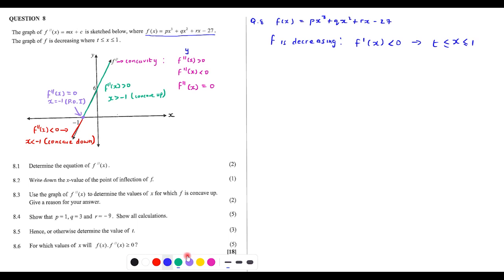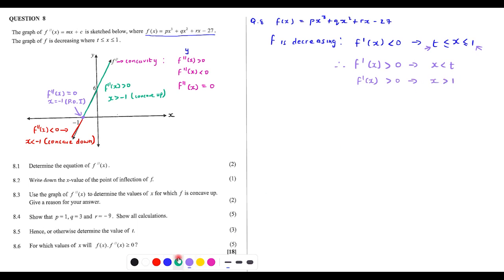Now this means if the graph decreases between those two values, then according to the cubic function, the graph will increase at the left of this and also increase at the right of this. Here we were only told that f is decreasing, but you should also know that this implies the graph of f is increasing when x is at the left of t, and also increasing when x is at the right of 1.